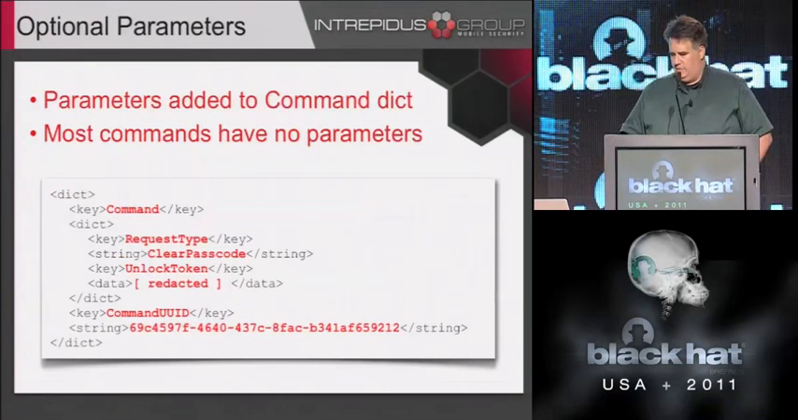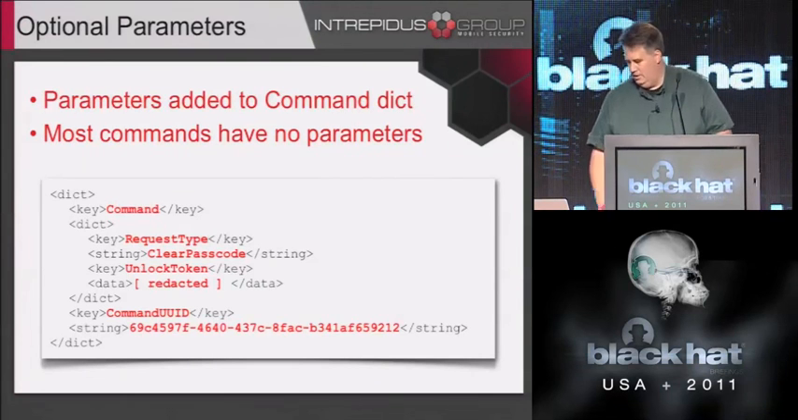You can also, as I said, add some other parameters to that command dictionary. In this case, for a clear passcode, there's an additional key that's been added, which is the unlock token, and that data is just that same big base64 string that was provided during enrollment. You just stuff that aside. When you want to clear the passcode, you just stick it back in the command and send it out.